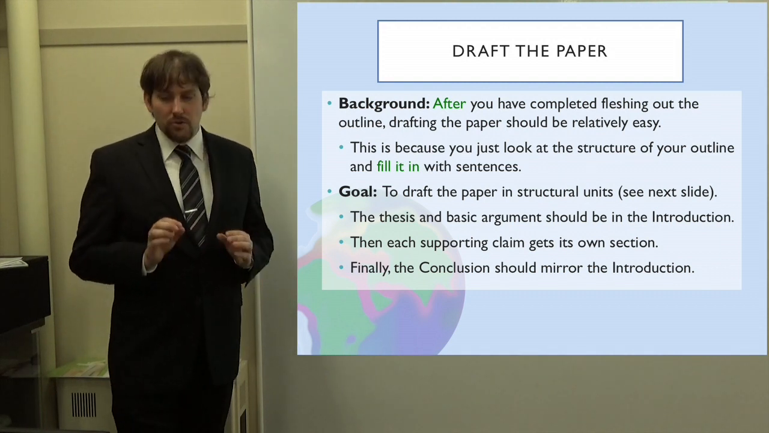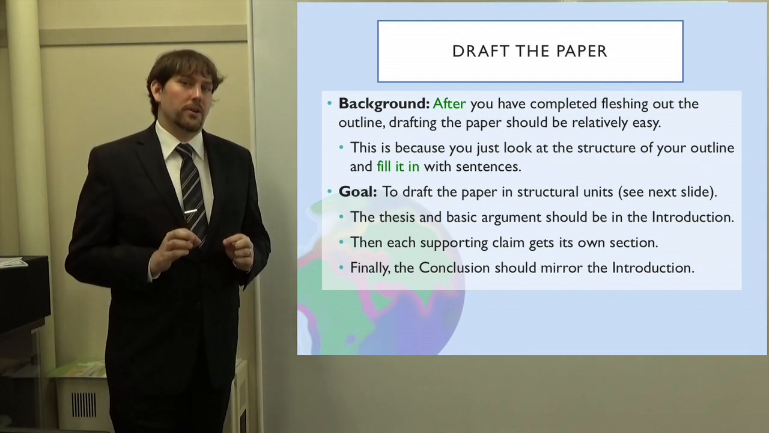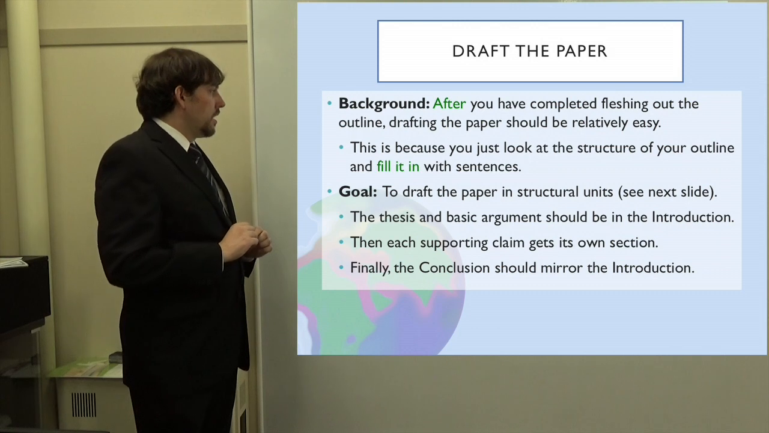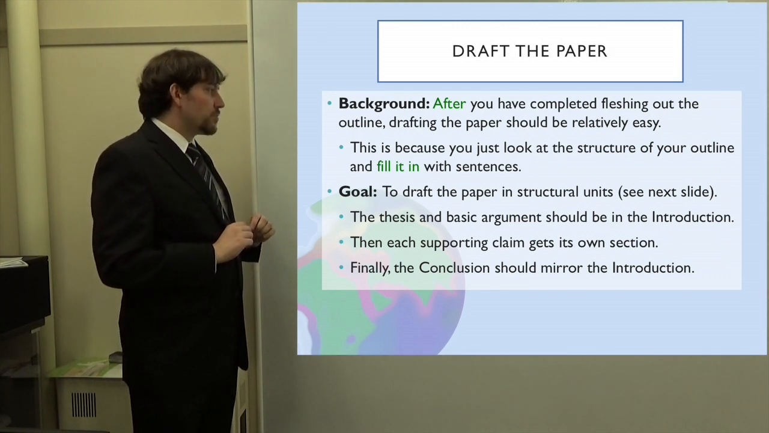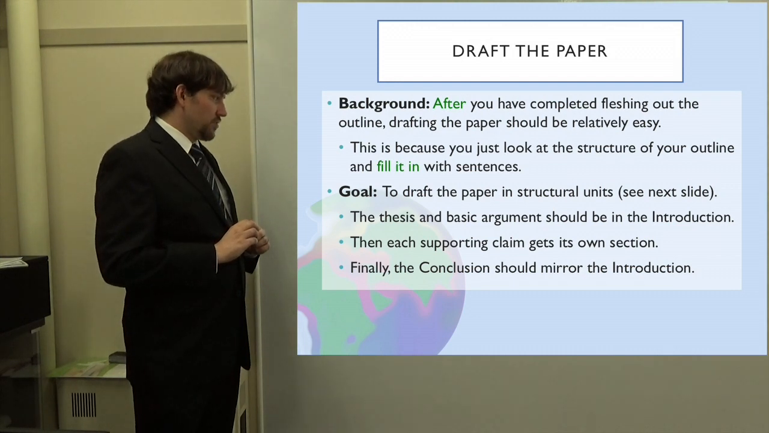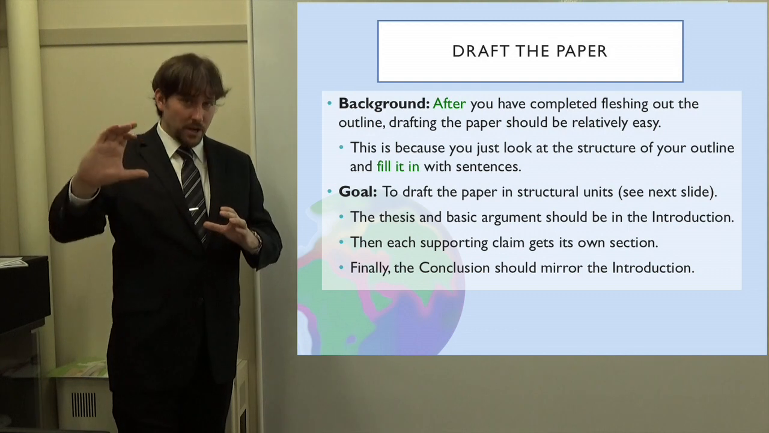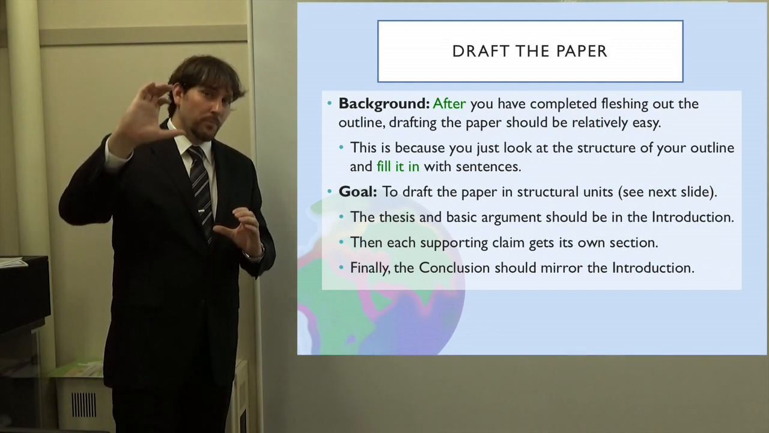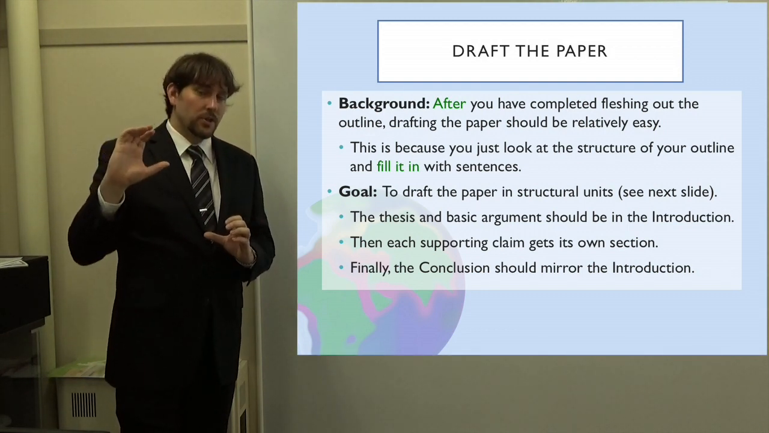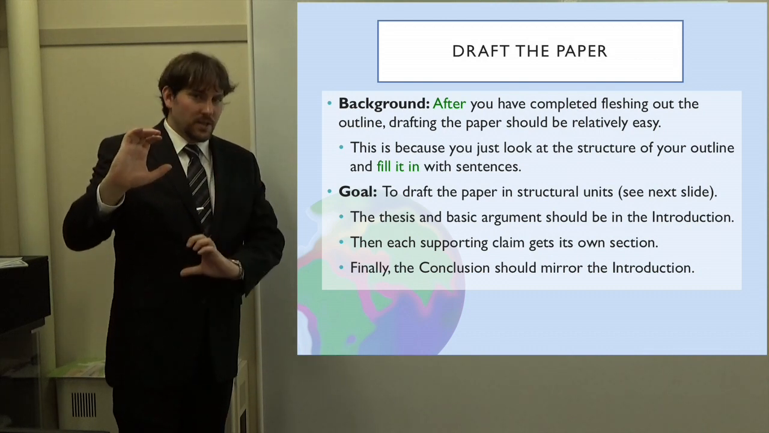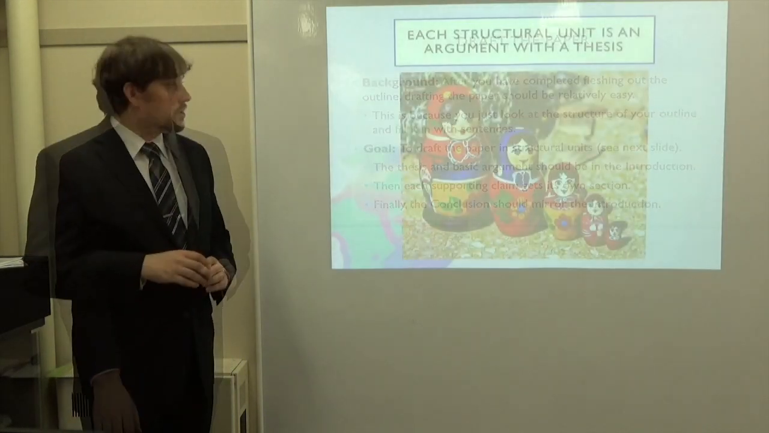So I'll give you an image that should make that a lot easier to understand than the words. The thesis and the basic argument should be in the introduction. Then each supporting claim gets its own section. Finally, the conclusion should mirror the introduction, meaning it's the same idea, but as I said before, present or future tense for the introduction, and past tense for the conclusion. So this is the idea.